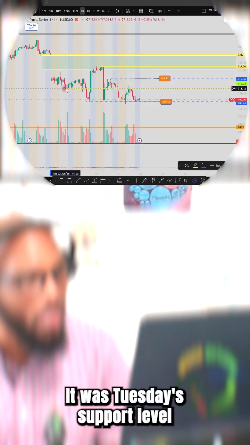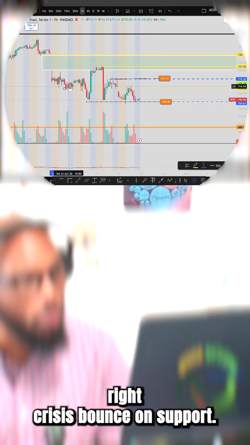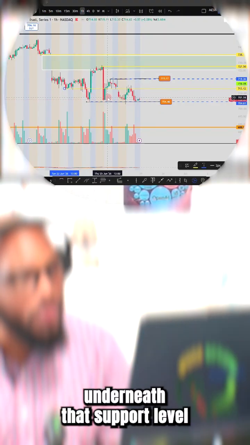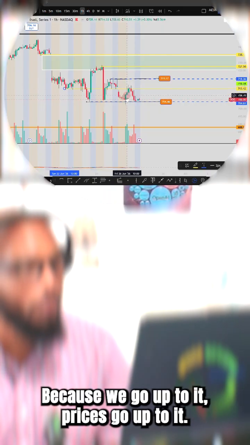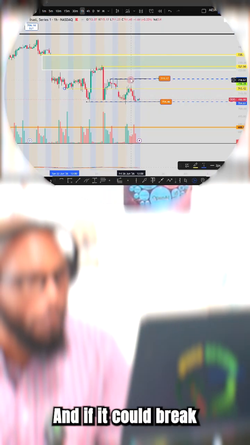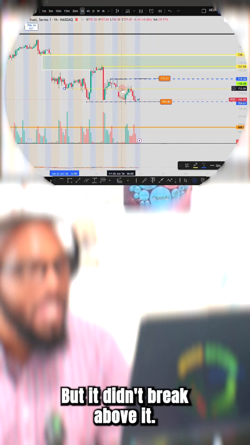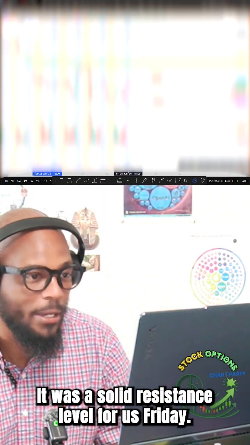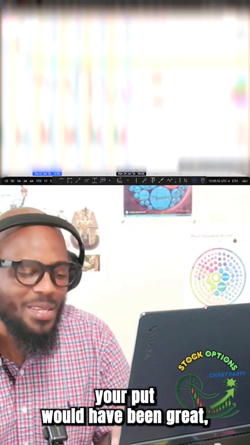It was Tuesday's support level because that level was underneath the prices, right? Prices bounce on support. And then once it breaks underneath that support level, that now becomes a resistance level because prices go up to it. And if it could break above it, then the price comes back and tests it as a support. But it didn't break above it. It was a solid resistance level for us Friday. So shout out to UTB. My bad. Your put would have been great. But you have to have a thesis, okay?